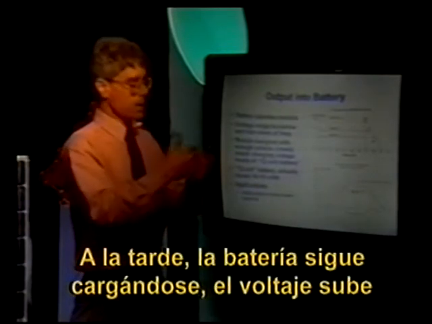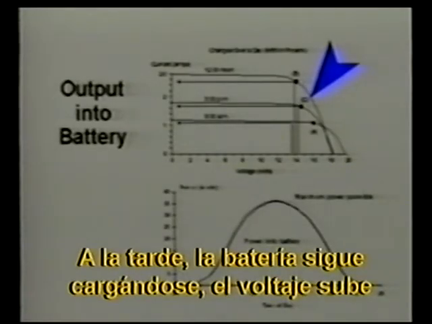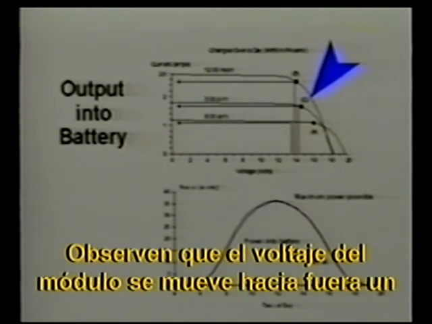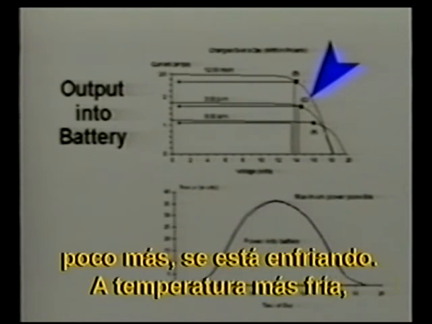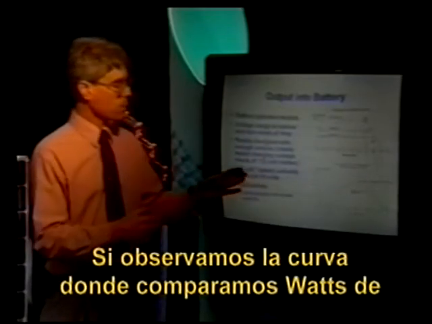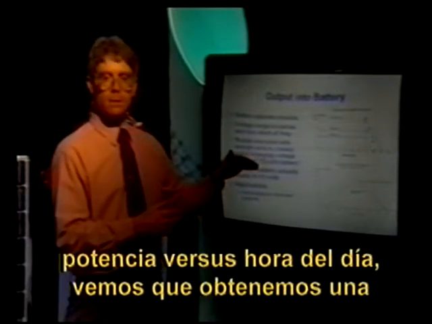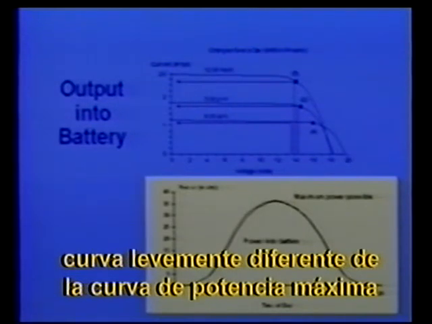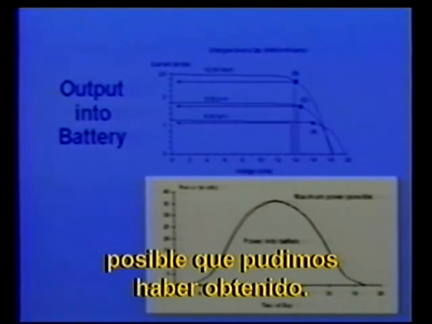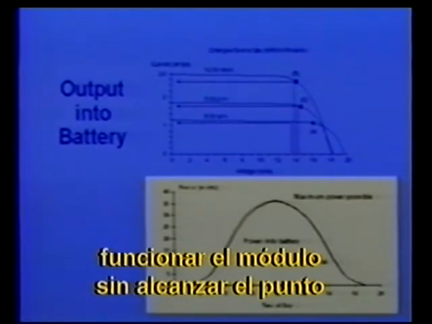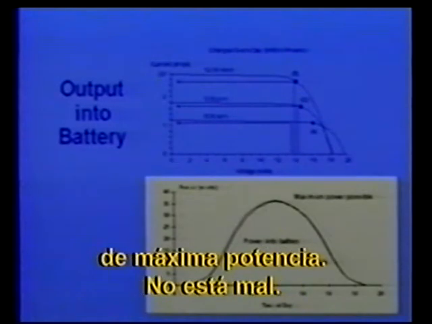Then later in the afternoon, the battery continues to be charged up, the voltage continues to rise a little bit, but now the light's going down, the IV curve is going down. Notice that the voltage of the module is starting to move out a little bit more. It's getting cooler, colder temperature, higher voltage. So what we now do is we look at the curve where we compare watts of power versus time of day. And we notice that we get a curve that's slightly different from the maximum possible power curve that we could have gotten. A slight deviation because that battery operated the module slightly away from its maximum power point. Not too bad.